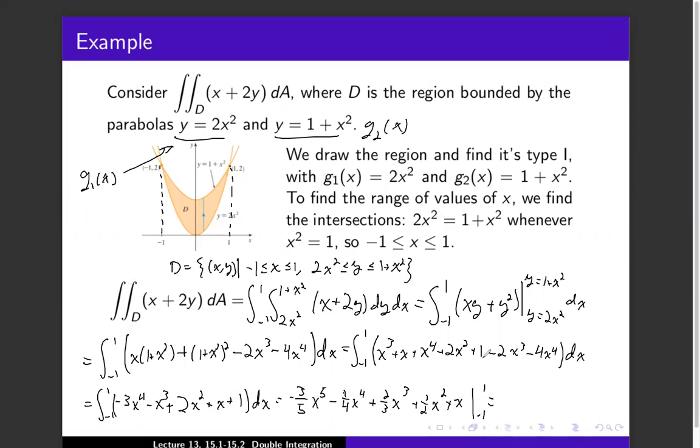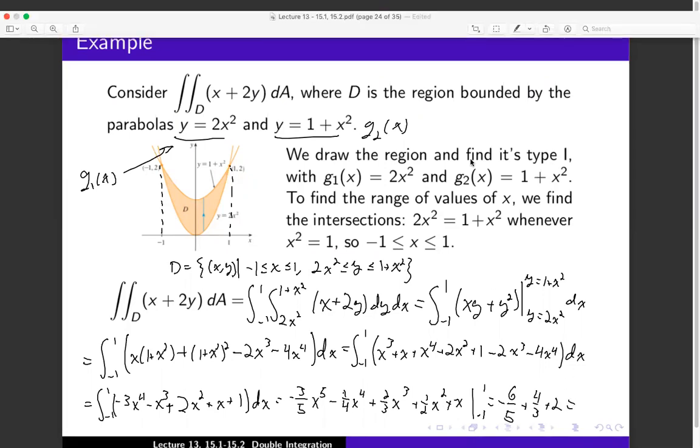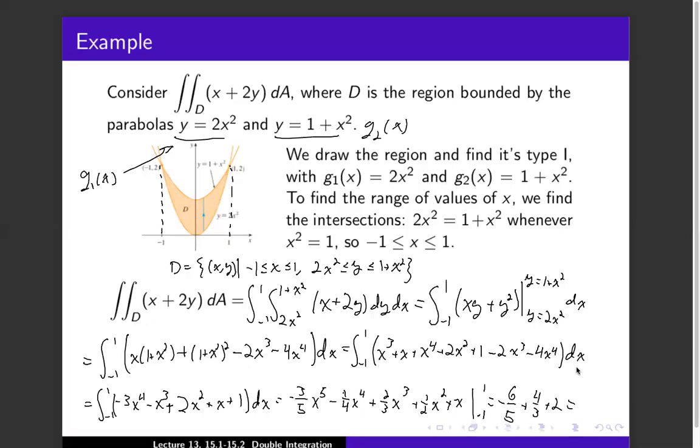And long and short, this is going to become, let's see if I'm doing this correctly, negative 6/5, I think, yeah, negative 6/5 plus 4/3 plus 2, after doing all that. And after just going through the calculations, I believe this comes out to 32/15.